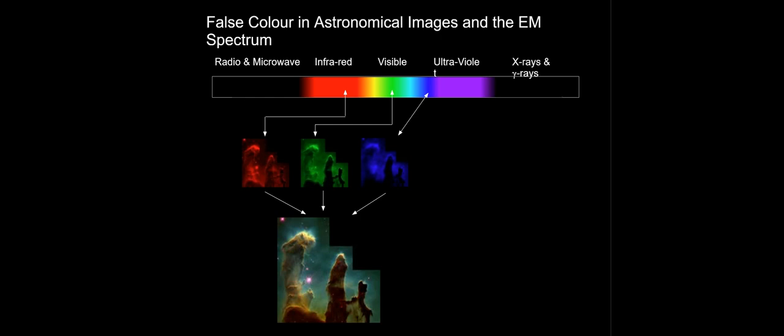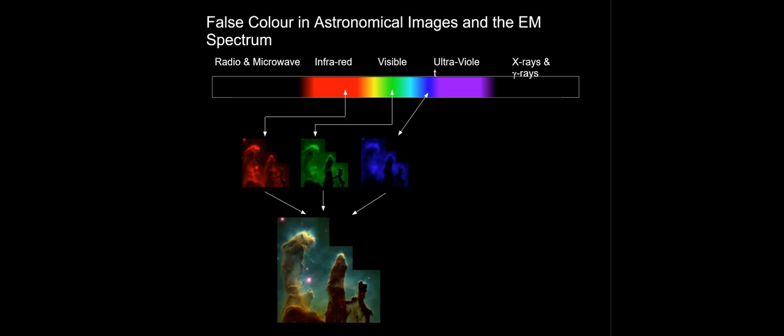So I want to talk a little bit about false color pictures in astronomy. Before I continue, I'm just going to add a little note of warning. Most astronomical images do not show the natural colors of the object that they're taking a picture of. For example, the Eagle Nebula is made up of hydrogen gas. That's what most nebulas are. And when that hydrogen gas is heated, it glows red.